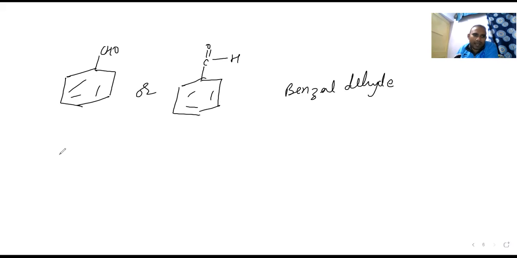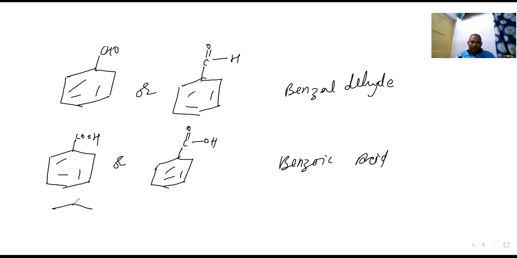If I am having this with a C double bond O and OH group, we can write it in this form also. Here you see, here is C double bond O, here is OH. So that is known as benzoic acid, B-E-N-Z-O-I-C, benzoic acid. You need to memorize this one. There is no rule, it is directly for some compounds only.